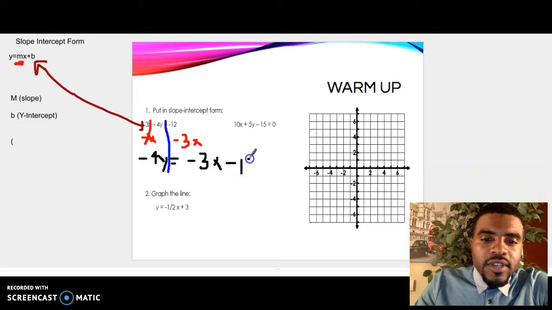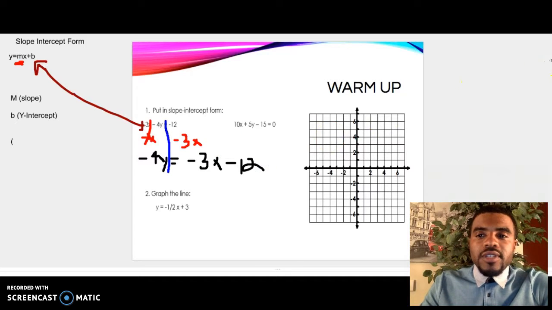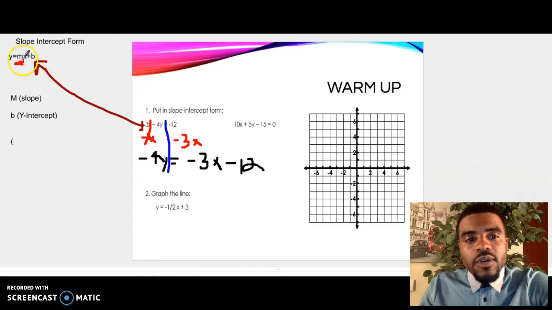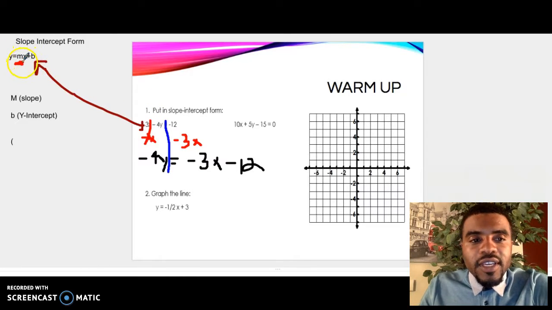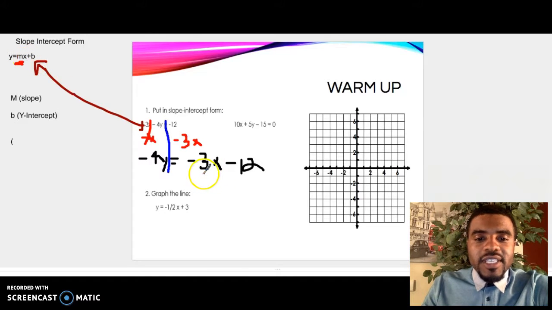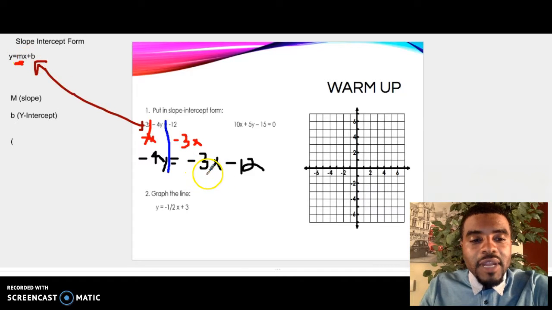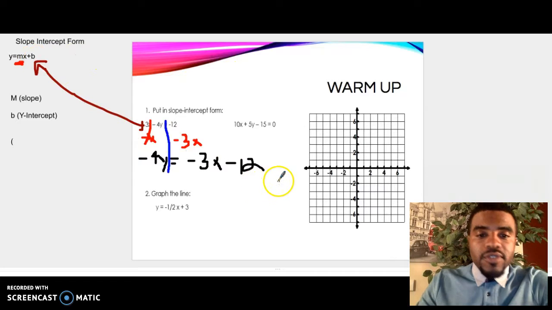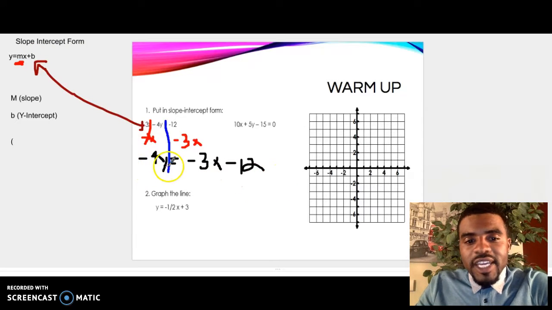minus 12. So we're a little closer, and I intentionally put the 3x in front of the 12 because, as you see in the slope-intercept form right over here, the m and the x, and we can see what our m is coming out to be here with this negative 3 there, and the x is in front of the term that's by itself, okay, which in this case b is negative 12. But not for long. So we have negative 4y equals negative 3x minus 12.